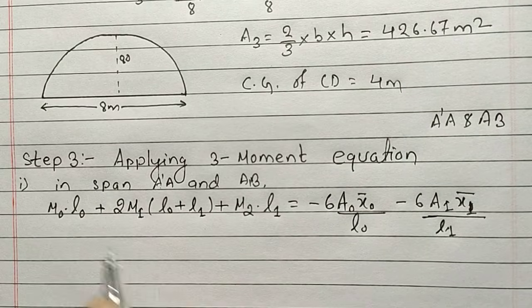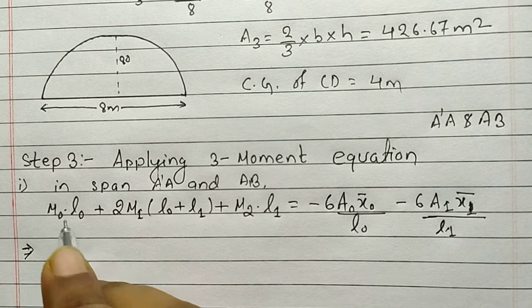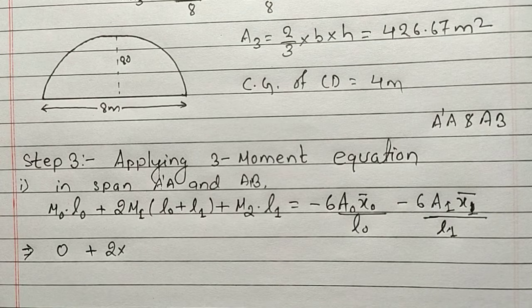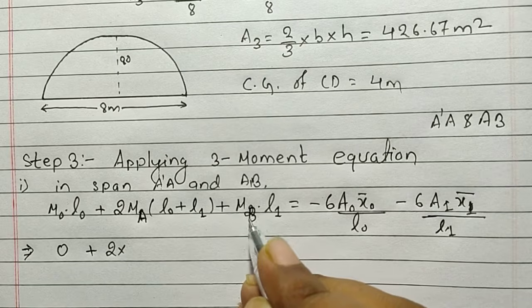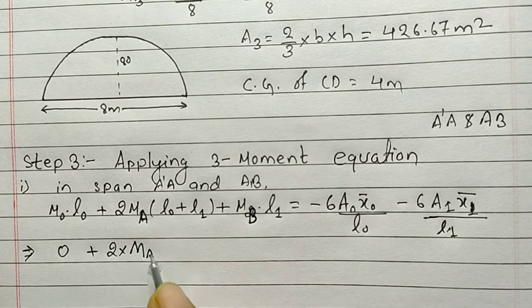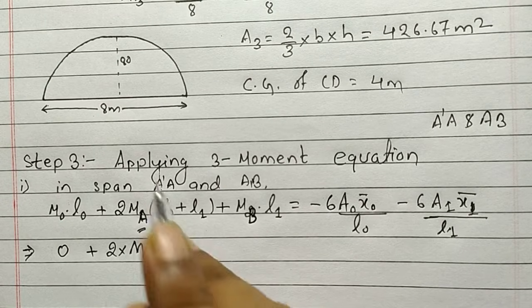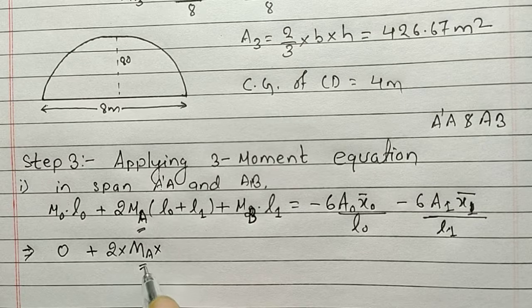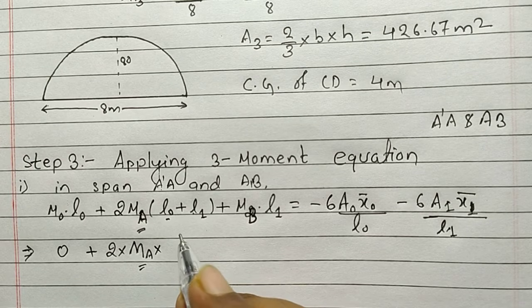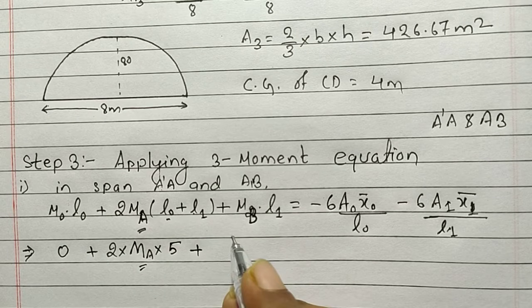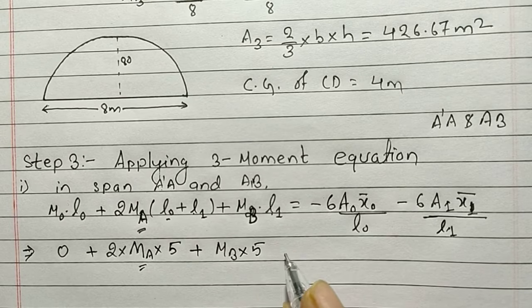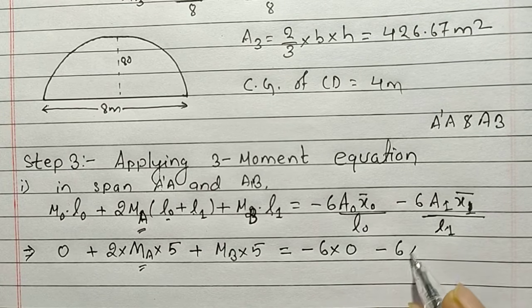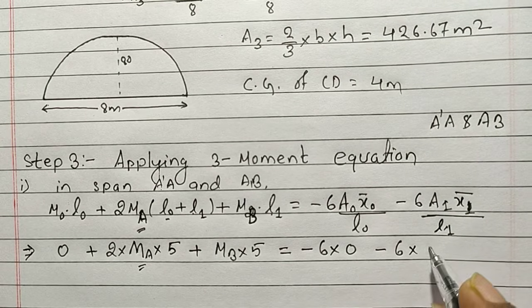So now put down the values. As the moment for the zero span is 0, this is going to be 0 plus 2 times, this will be our moment at end A, and this is our moment at end B. So it will be written as MA because we need to find this value, and the L naught is 0, and for L1 we have the span as 5 meter, plus moment at B, MB, times L1, 5 meter, equals minus 6 times A naught, which is 0, so this whole will be 0, minus 6 times A1, and we have the value of A1 as 240 meter square.